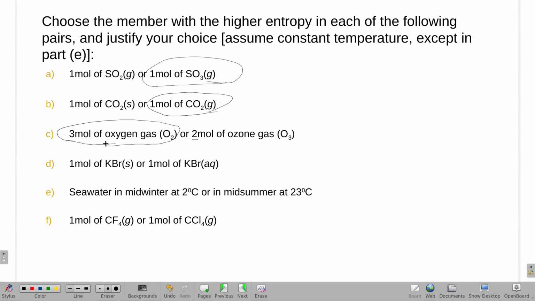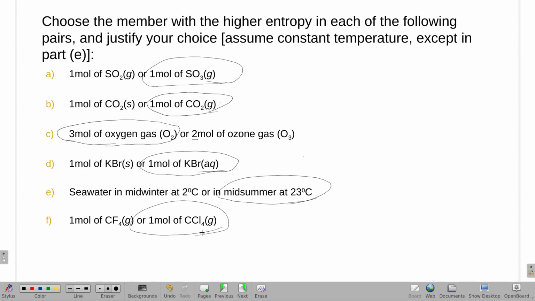Alright, the next one, 1 mole of potassium bromide solid versus 1 mole of potassium bromide aqueous. As long as it dissolves, it now has more area to move around in. And now we have water at 2 degrees Celsius or water at 23 degrees Celsius. Warmer. And then the final one, 1 mole of CF4 or 1 mole of CCl4.